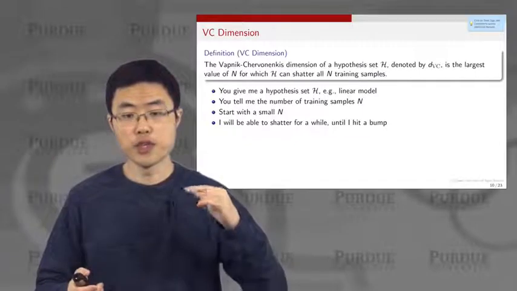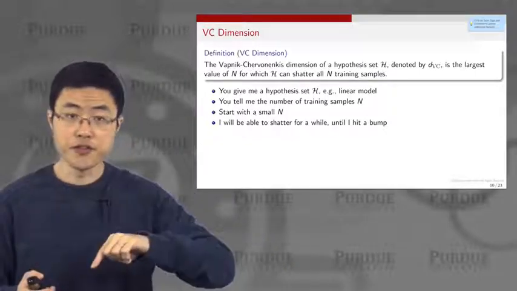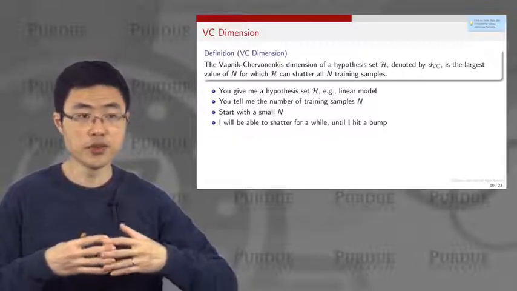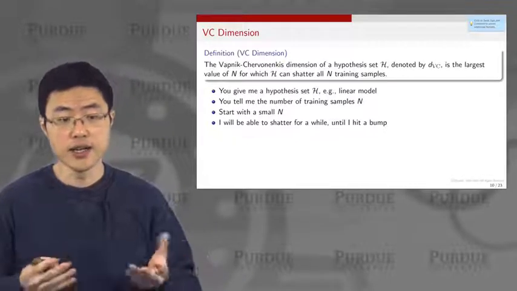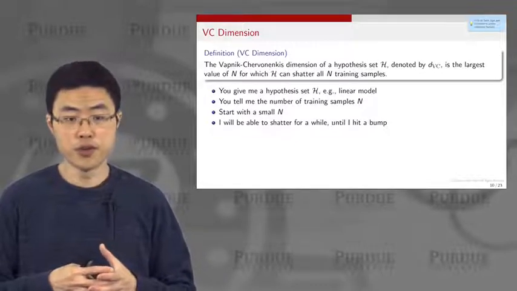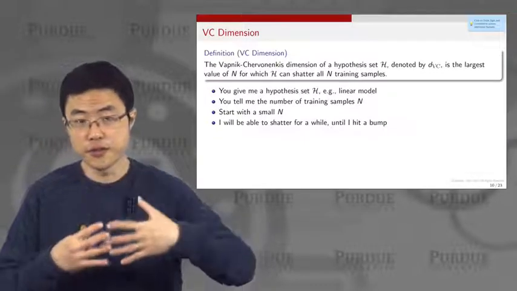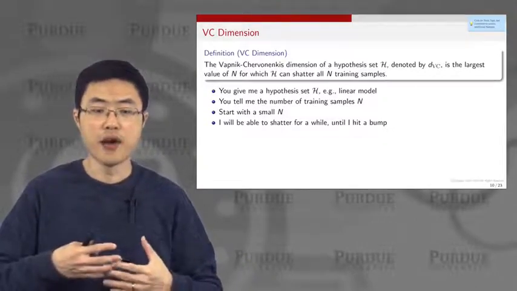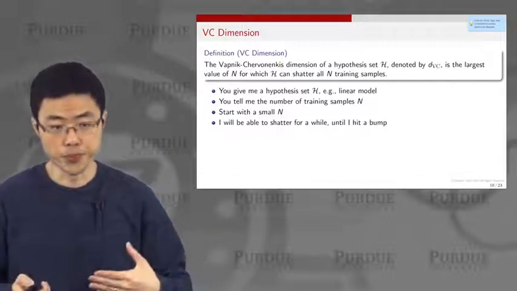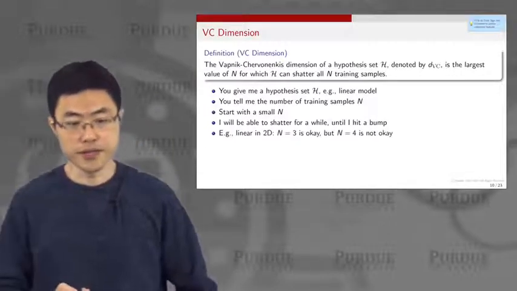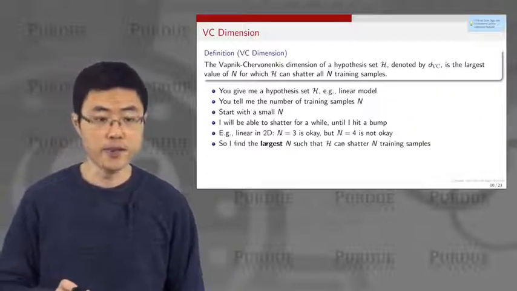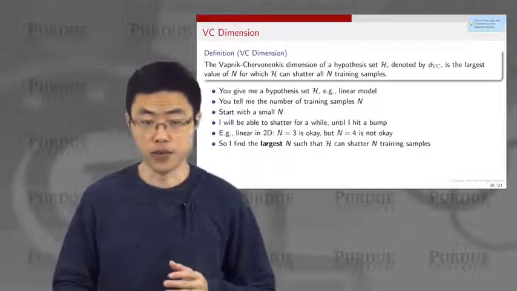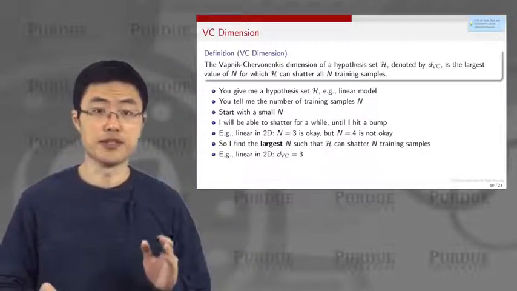Therefore, there is an intrinsic number that governs the model that I have. Because I'm working with a 2-dimensional space and I'm using a linear classifier, the maximum number of data points that I can shatter is 3. So this 3 defines the VC dimension, and that tells me how expressive my model is. For example, in 2D, n is 3 is okay, n is 4 is not okay. So I have found the largest n such that H can shatter n training data points. In 2D, the VC dimension is 3.